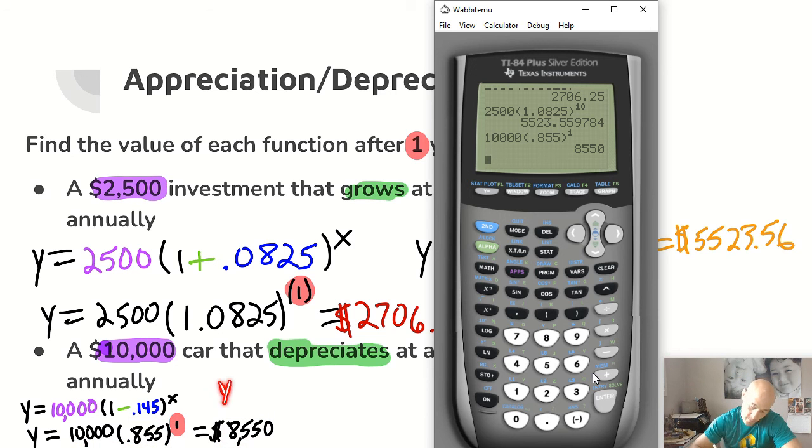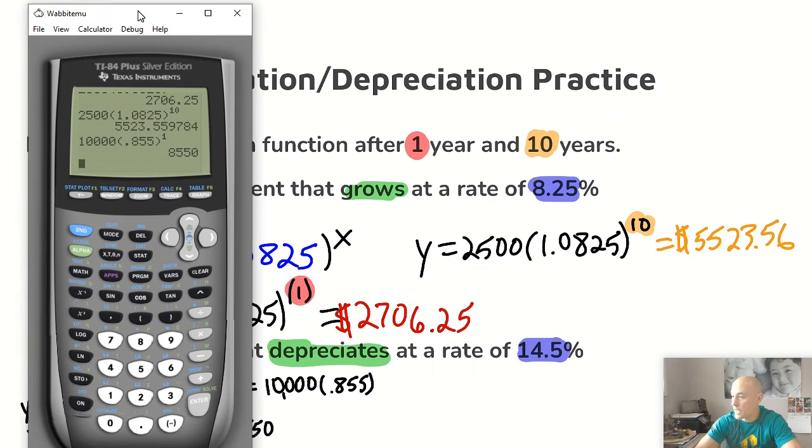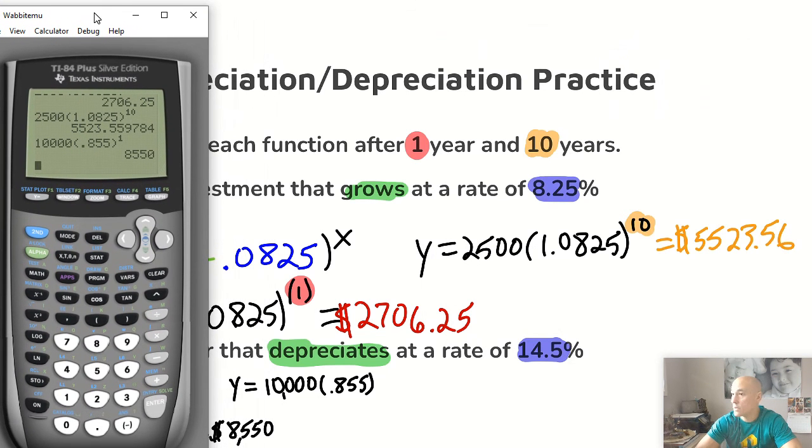On the next one, we have y is equal to the 10,000 times 0.855 to the 10th power.